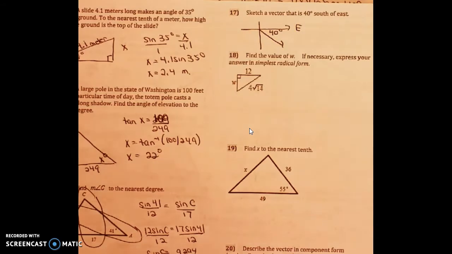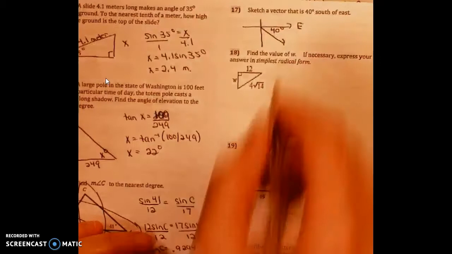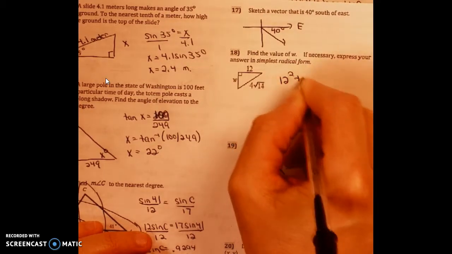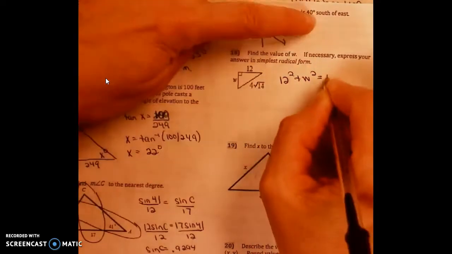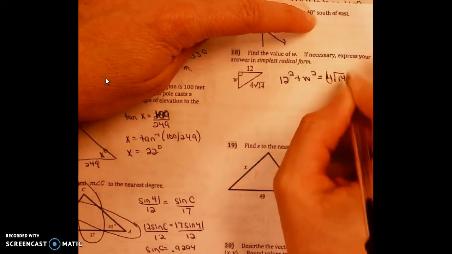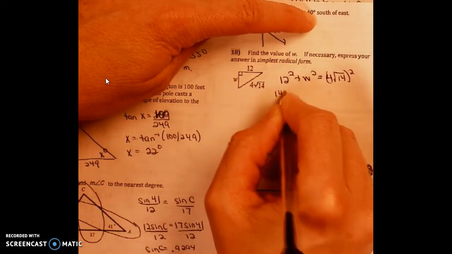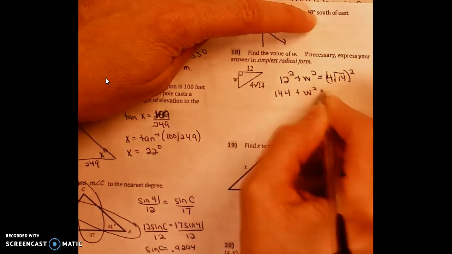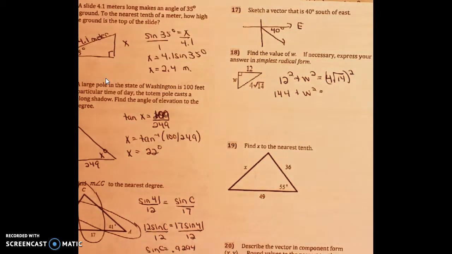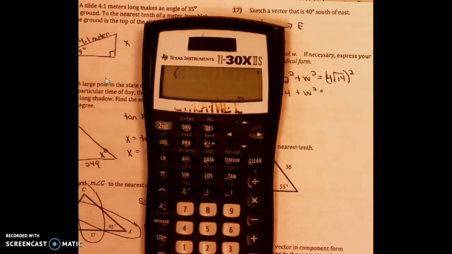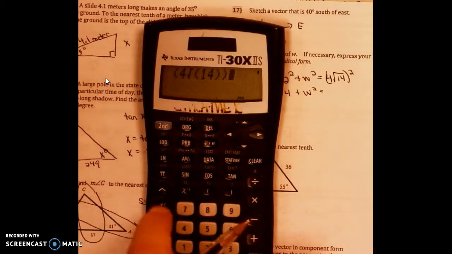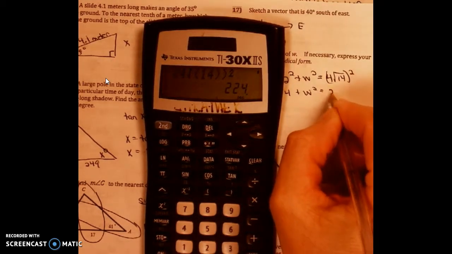18, they want us to find the value of W. They want us to put our answer in radical form. So we don't have any angle measures, so it looks like as though we're just going to use Pythagorean's theorem. So we have 12 squared plus W squared equals 4 radical 14 squared. I'm going to square the 12. 4 radical 14, we can even type that in our calculator. I'm going to do 4 radical 14 and make sure I square that whole thing, and we get 224.